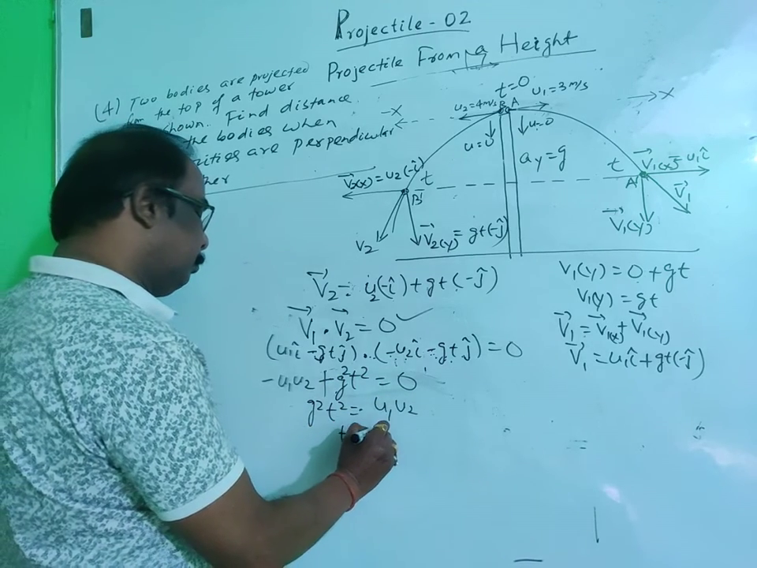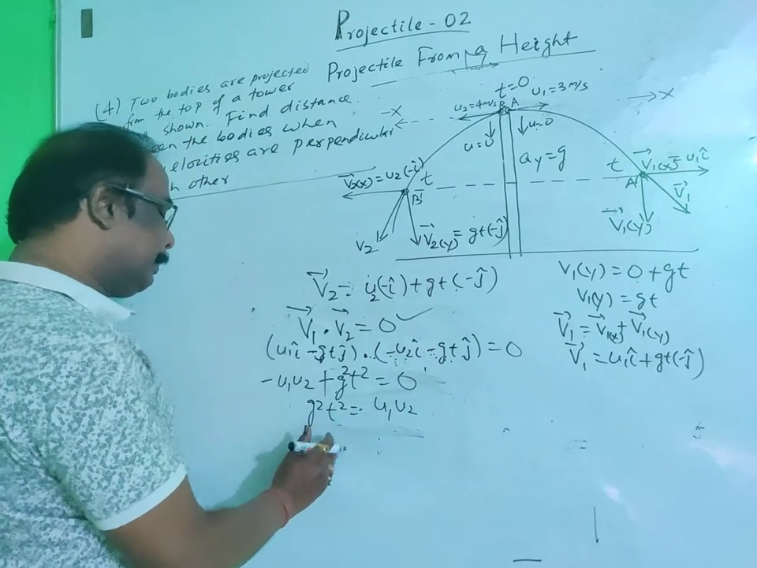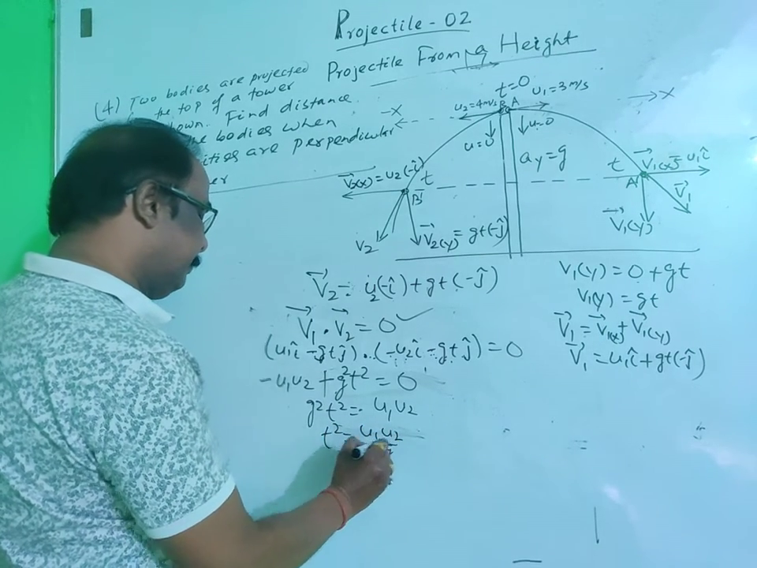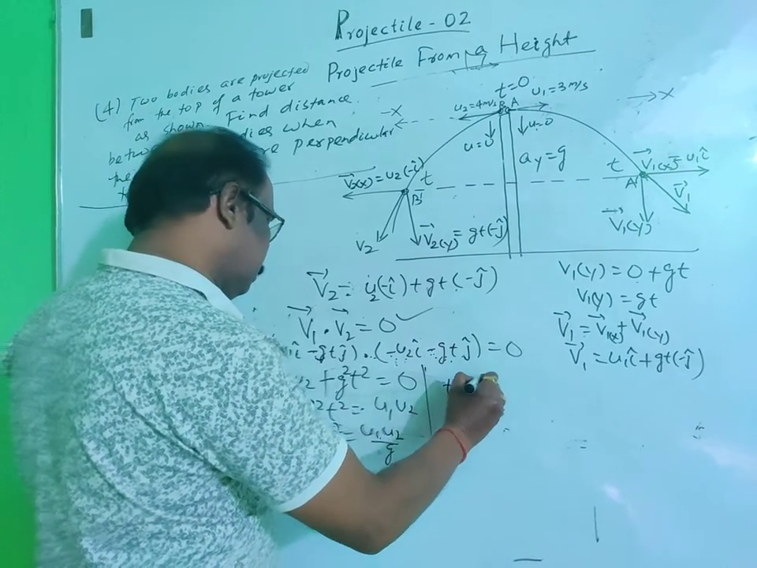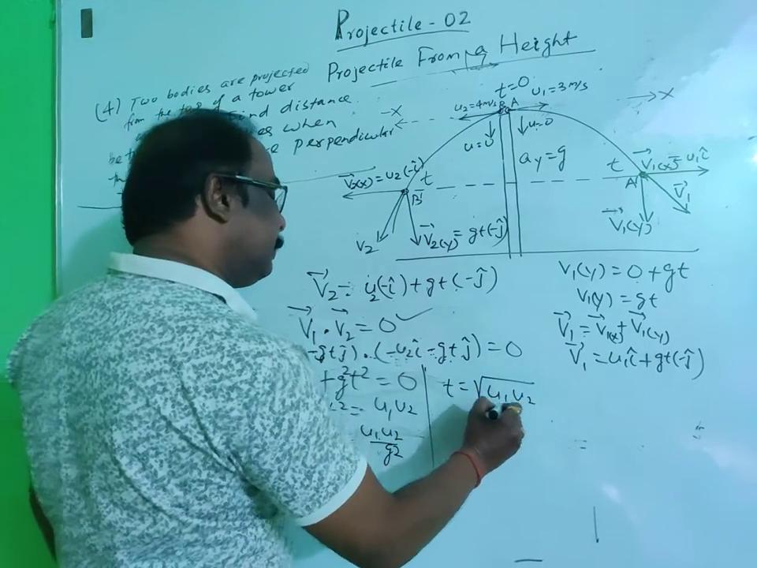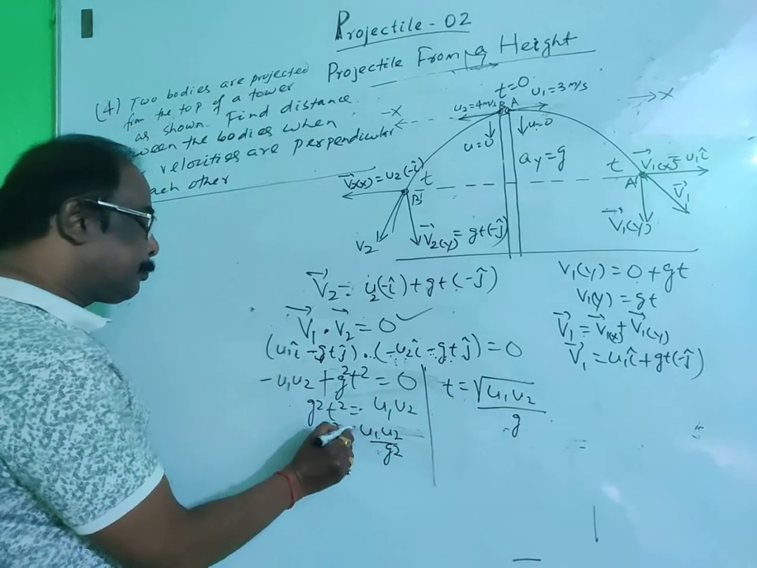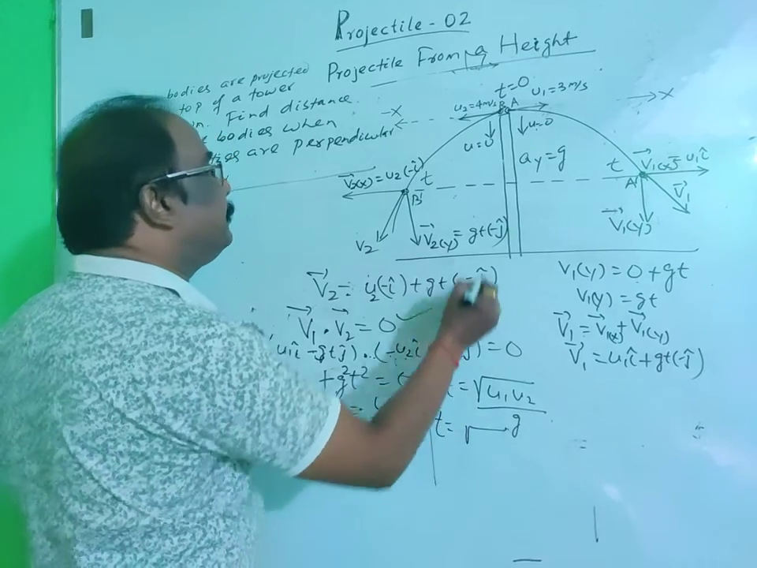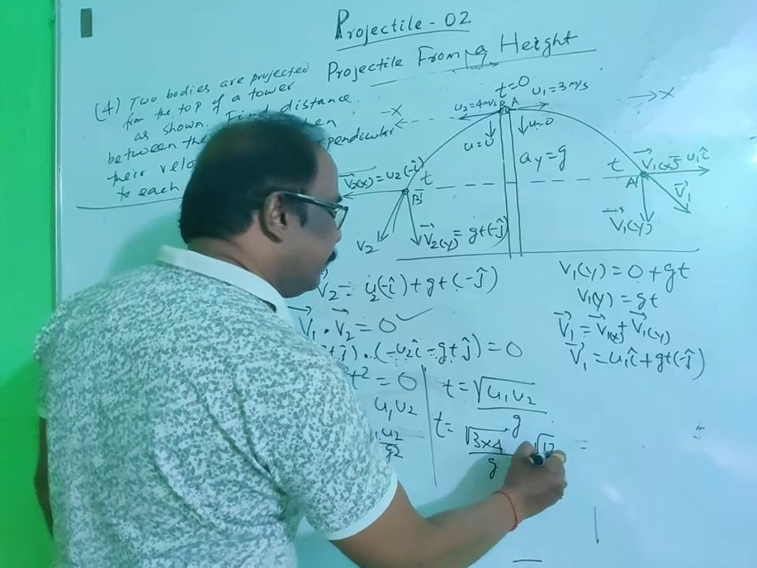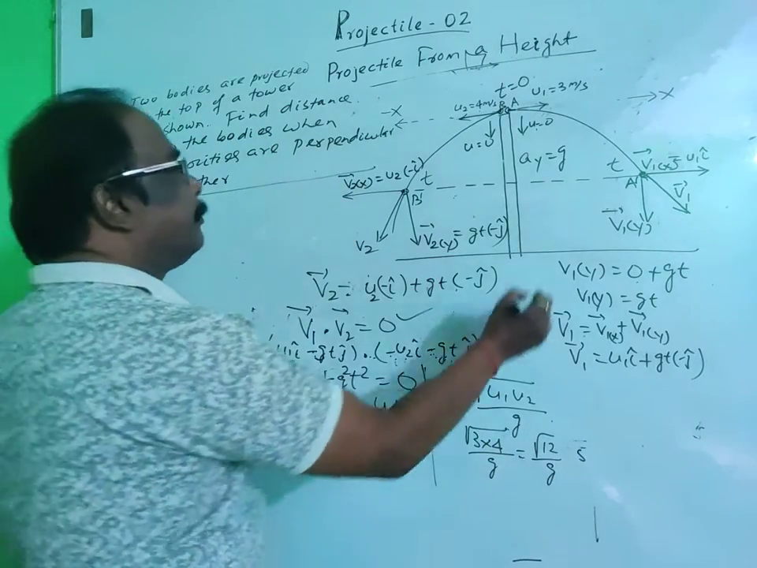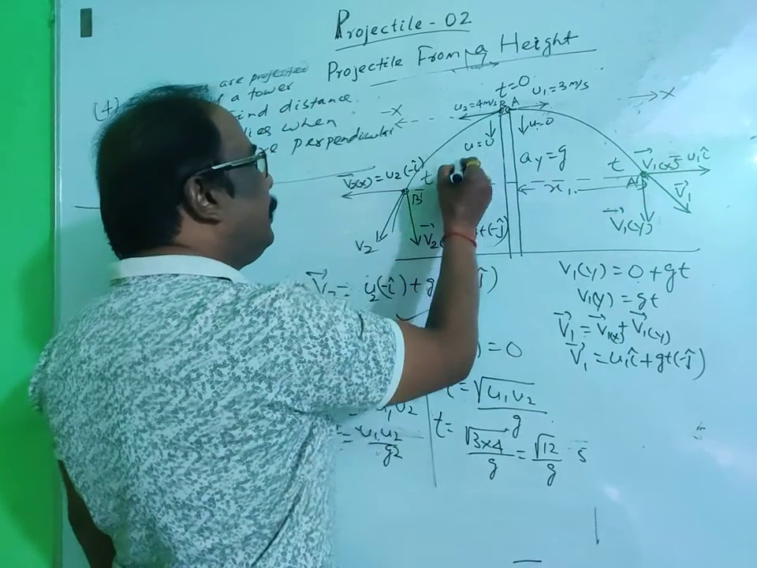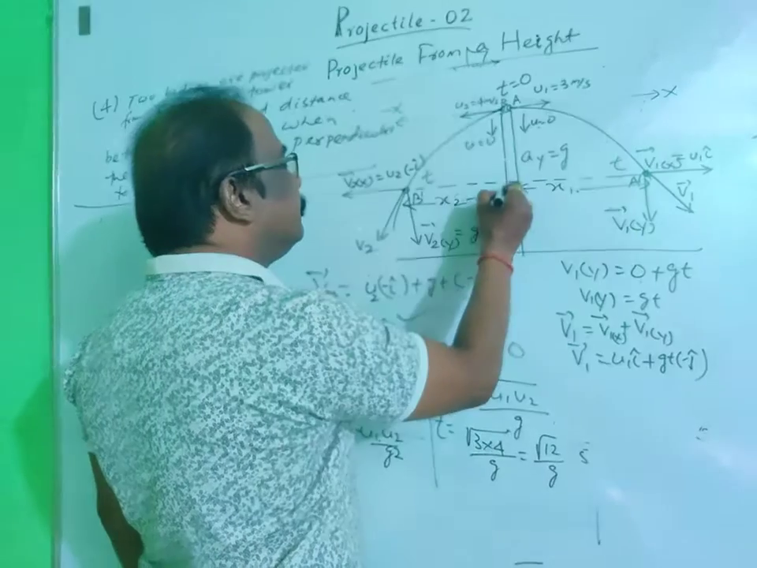Then T square is equal to U1 U2 by G square, so T is equal to root of U1 U2 by G. Square root of G square is G, square root of U1 U2. So time is root of U1 U2 by G, where U1 is 3, U2 is 4, 3 into 4 divided by G means root 12 by G seconds. Let the body A have covered a distance x1 to reach this point, and body B have covered a distance x2 to reach this point.